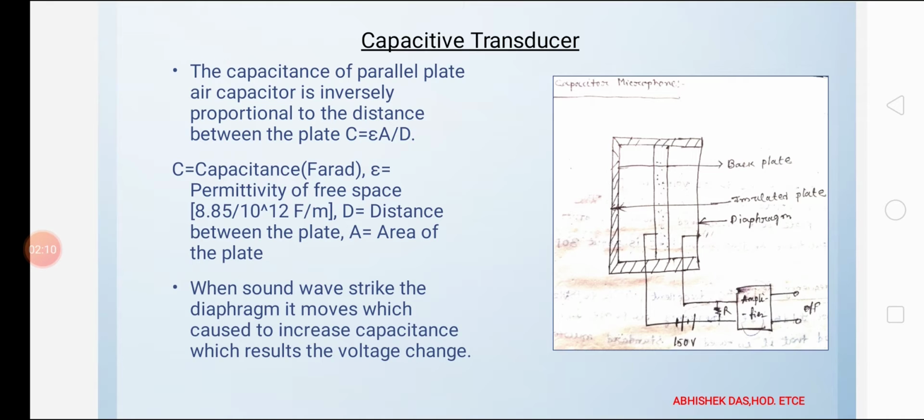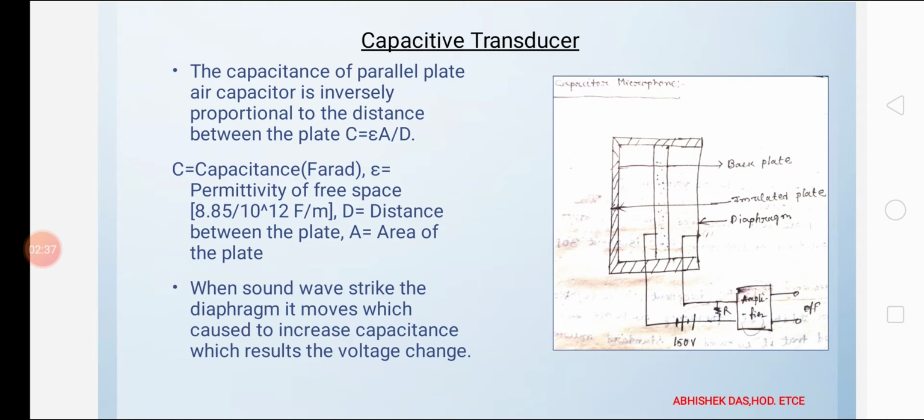Next one is the capacitive transducer. The principle of operation of the capacitive transducer is based upon the familiar equation for capacitance of the parallel plate capacitor. The equation is C is equal to epsilon A by D, where epsilon is the permittivity, D is the distance between the plates and A is the overlap area of the plates.